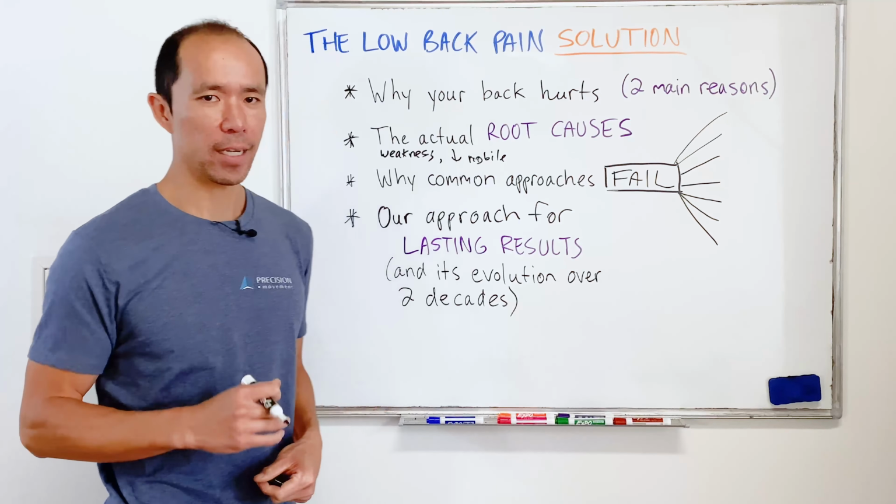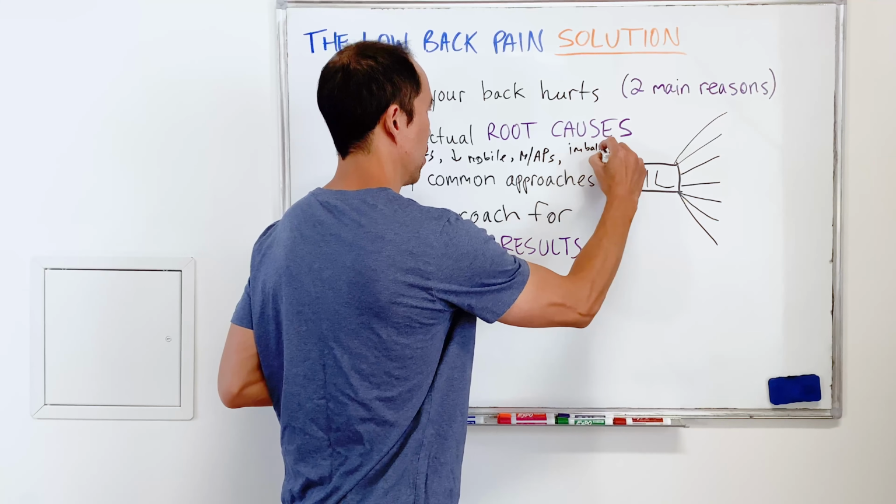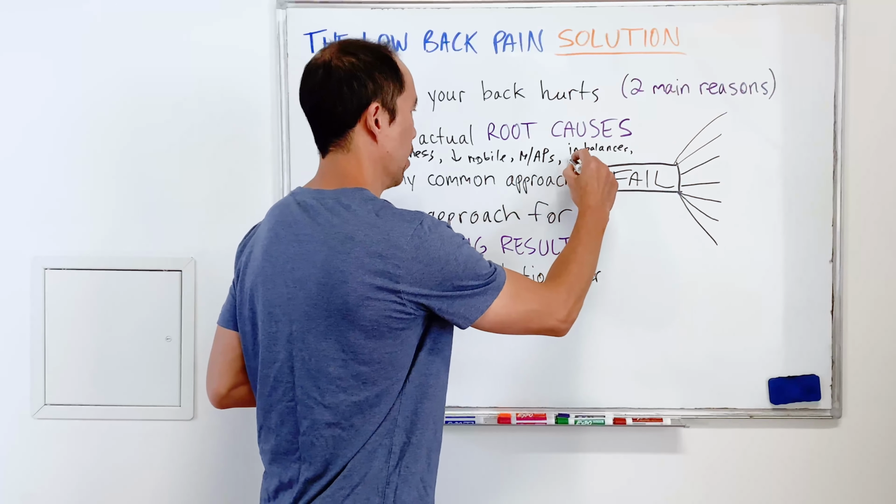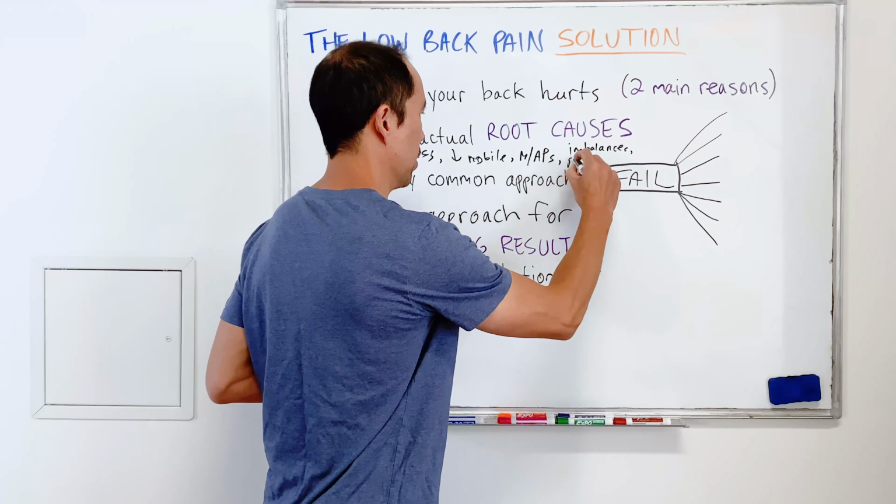A fourth one is imbalances. And imbalances around a joint, whether it's a strength imbalance or a length imbalance, so the mobility of that joint, those can result in low back pain and excess stress on the lumbar spine. So imbalances, and then we've got poor posture and alignment. So I'll just write posture, which covers posture and alignment.